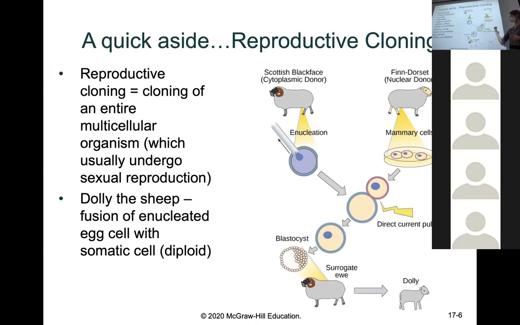Shock it with some electricity. That will make them fuse together. And then that'll eventually develop into a zygote and then into an embryo, and it'll be implanted in a surrogate. So Dolly came out of that. The first, like I said, multicellular cloned animal.